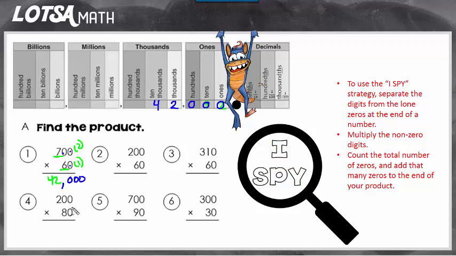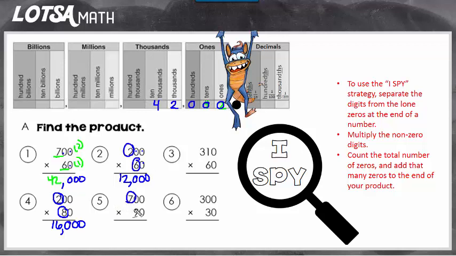So let's look at number 4. For the I Spy method, you just find the digits that are not zeros, like 8 and 2, and you multiply those together. So 8 times 2 is 16. And then you find how many places you ignored, 1, 2, 3, and you add those places back on. So let's look at number 2. I spy a 2 and a 6, and that makes 12. But I ignored 3 places to make my problem easier, so I need to put those 3 places back.